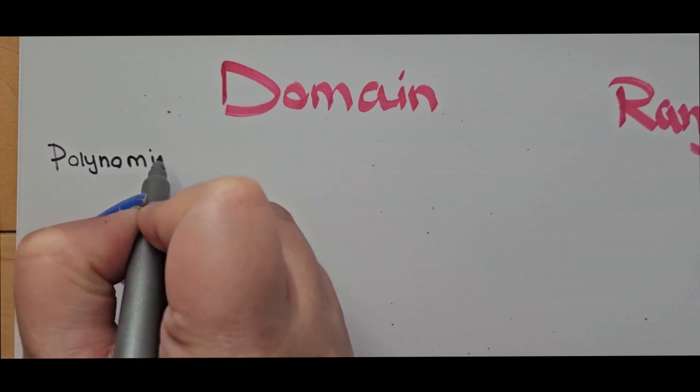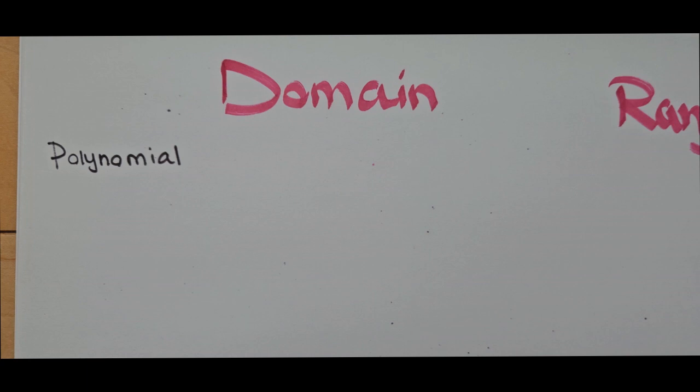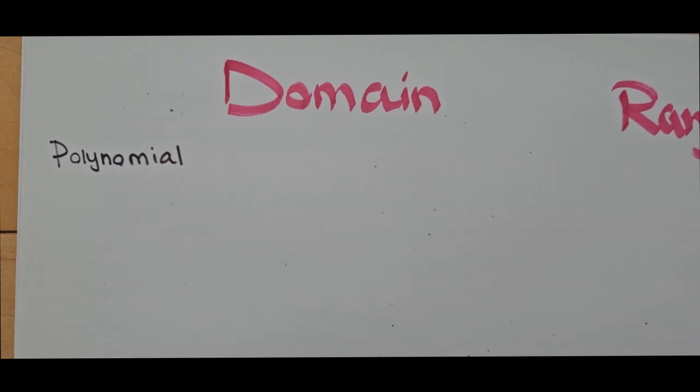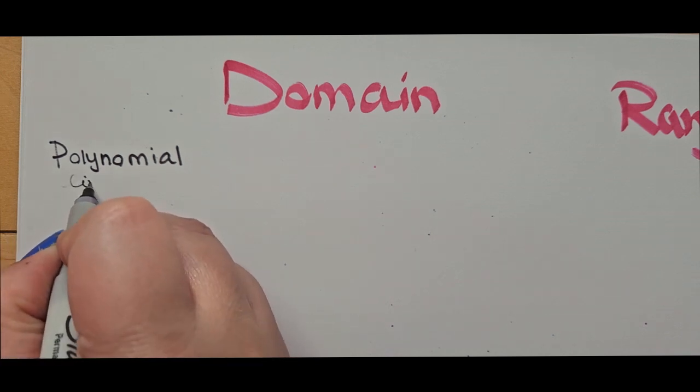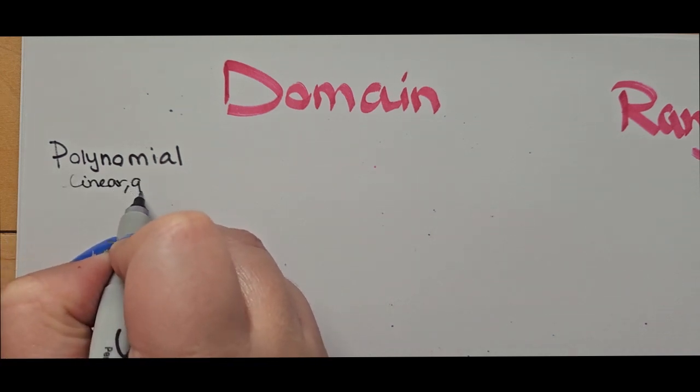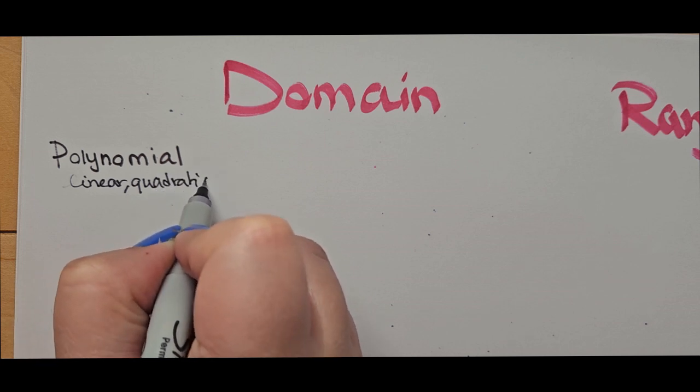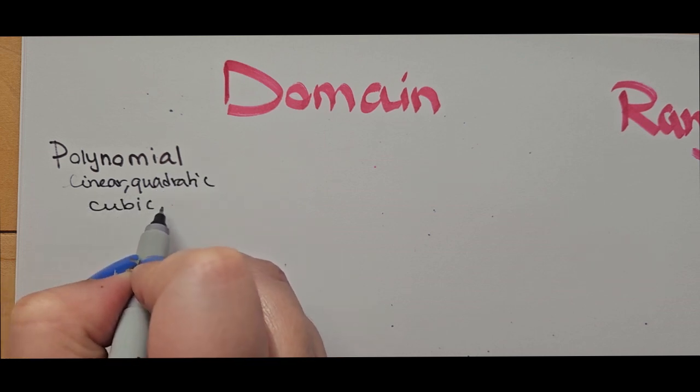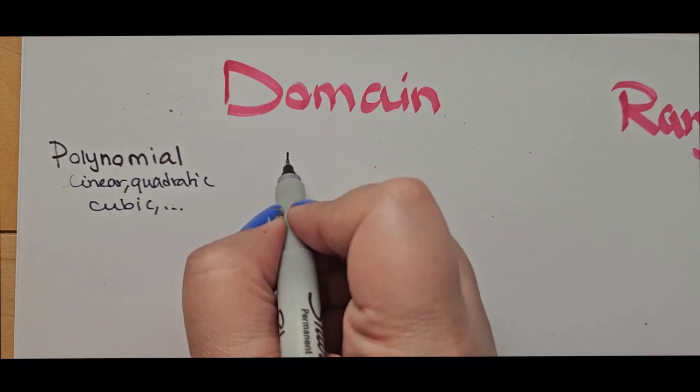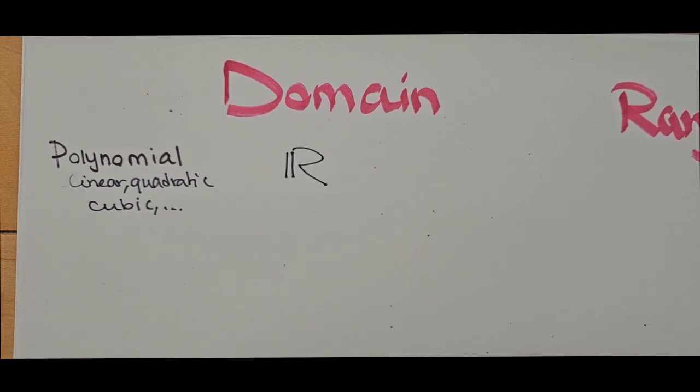So a polynomial function, remember guys, when we define polynomial under algebra, they could be any expression with any order. So either linear, quadratic, cubic, or even higher order. So for these ones, the domain is all the real numbers.